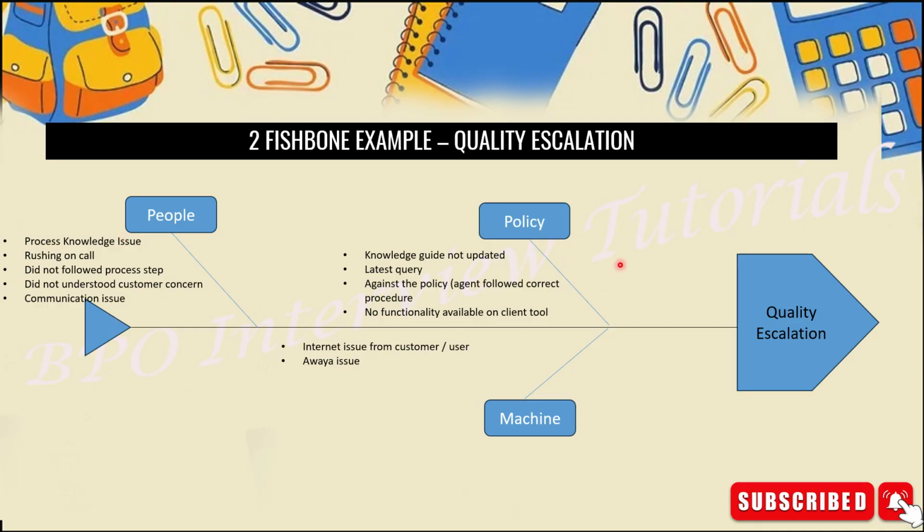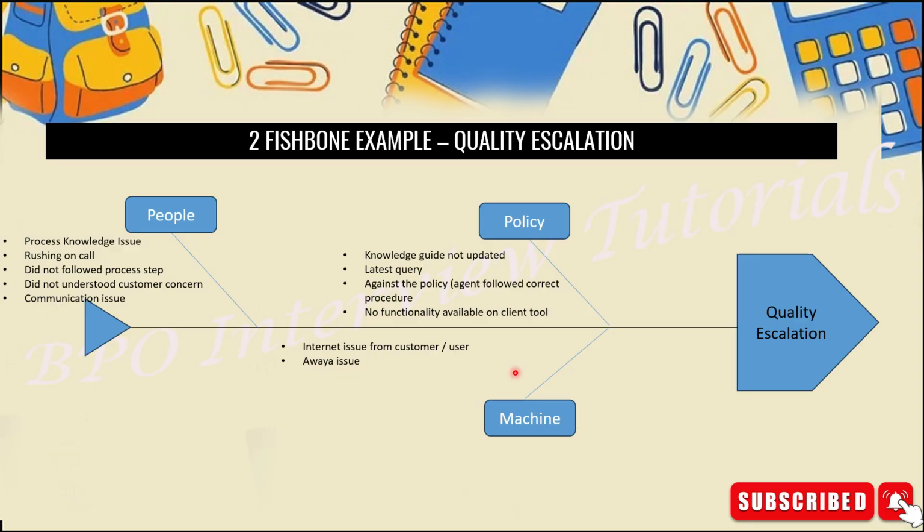Now sometimes we might also feel a policy error there. Policy error in the sense the knowledge guide itself says that we cannot provide the solution here, and the client was not happy there. Sometimes the knowledge guide is not at all updated. And sometimes we can also see there is no functionality available on the client tool, anything as such will go under the policies. And the last is machine, in the sense sometimes we might receive an escalation wherein the Avaya is not working accurately, or internet issues from the customer or user end, and anything as such.